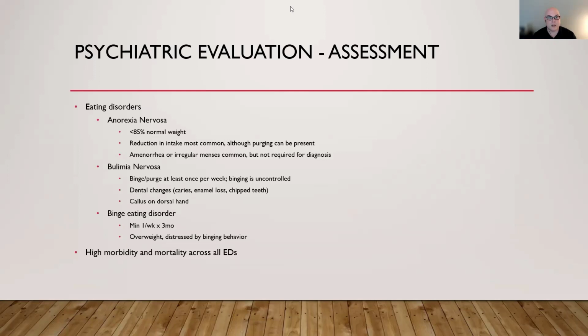Anorexia nervosa, less than 85% of what could be considered normal weight. It's usually a reduction in intake. Purging can be present. If a patient is purging, that doesn't automatically mean bulimia nervosa, which we'll get to in a second, especially if they're underweight, with a very low BMI. If they're purging, that's anorexia nervosa with purging.